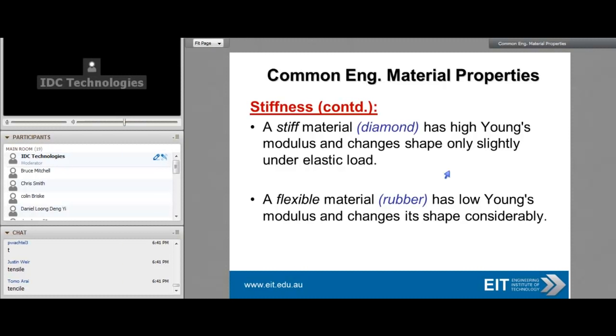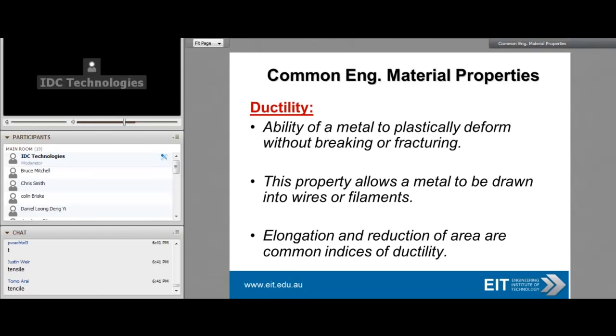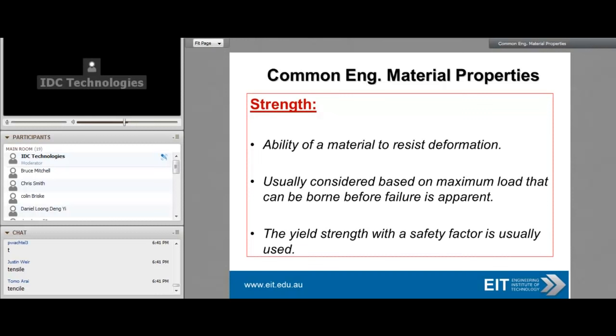So diamond would have a very, very high Young's modulus of elasticity, and rubber, of course, would have a very, very low modulus of elasticity. Ductility is defined really as the ability of a material to be drawn into wires. Strength is the ability of a material to resist deformation.